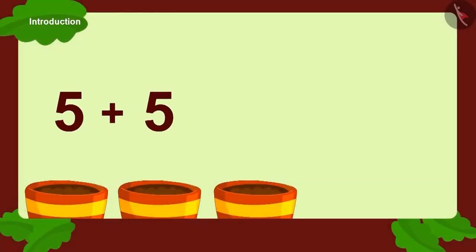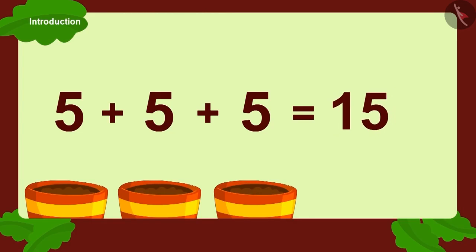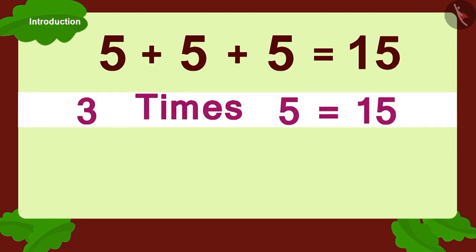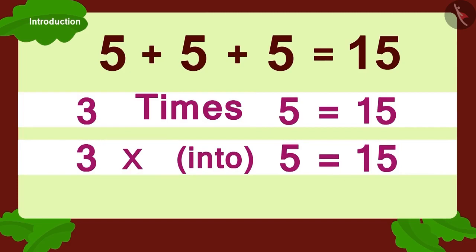5 plus 5 and plus 5. What number do we get? Yes, Babban planted 15 seeds in total. Now, how can we write it in a different form? 3 times 5, or 3 multiplied with 5.